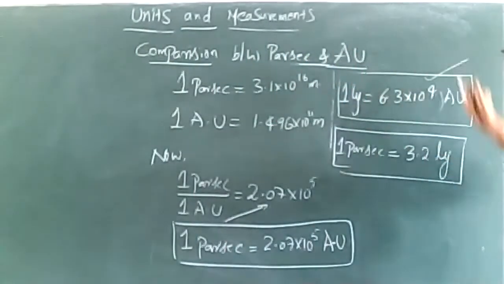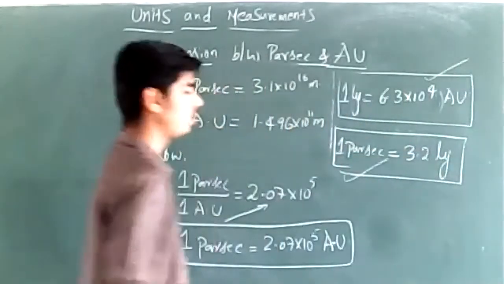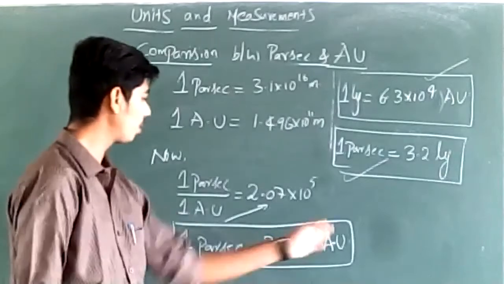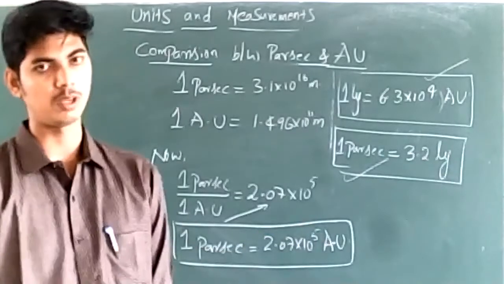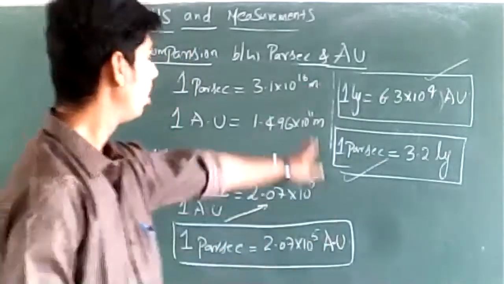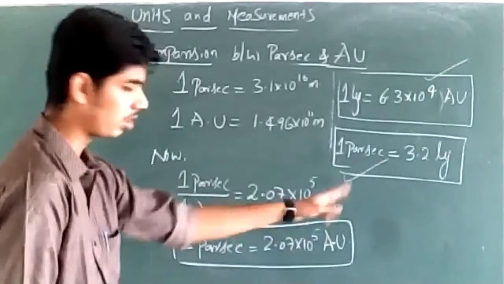So 1 light year is 6.3 into 10 power 4 astronomical units. 1 parsec is 3.2 light years and 1 parsec is 2.07 into 10 to the power of 5 astronomical units. ಈ ಮೂರು ರಿಲೇಶನ್ಶಿಪ್ ನೆನಪಿಟ್ಕೋಬೇಕು: light year astronomical unit, parsec light year, parsec astronomical unit.